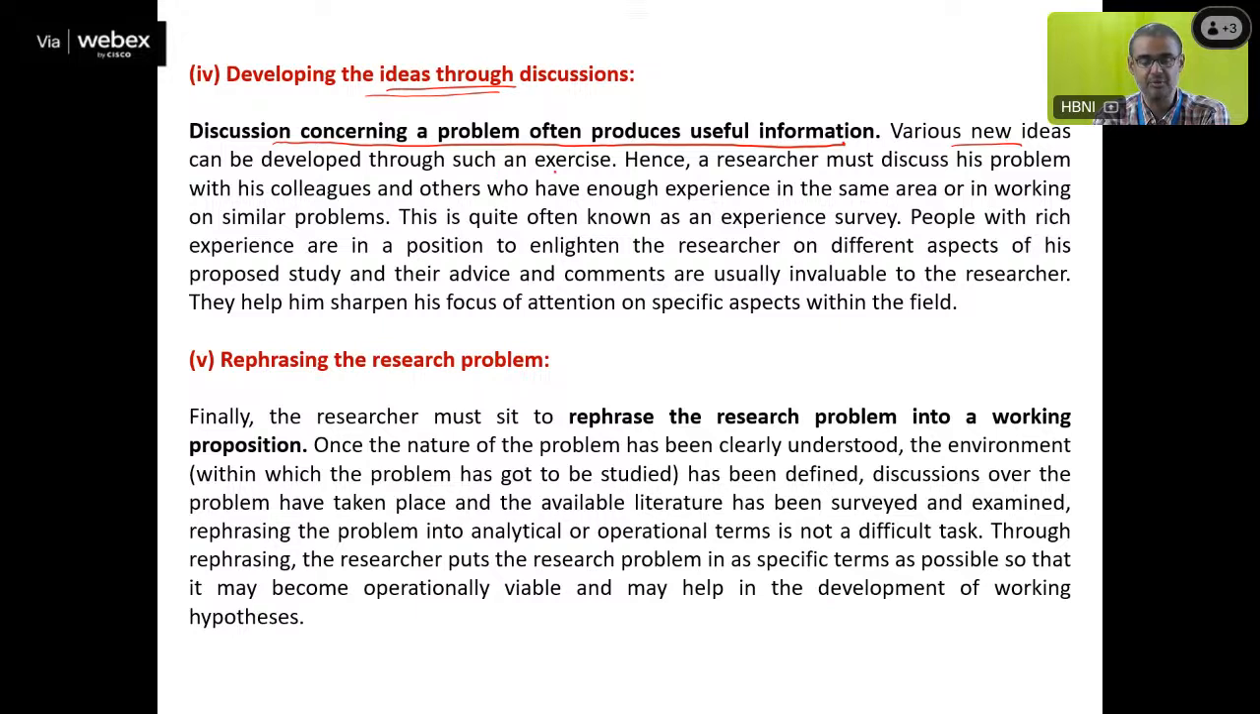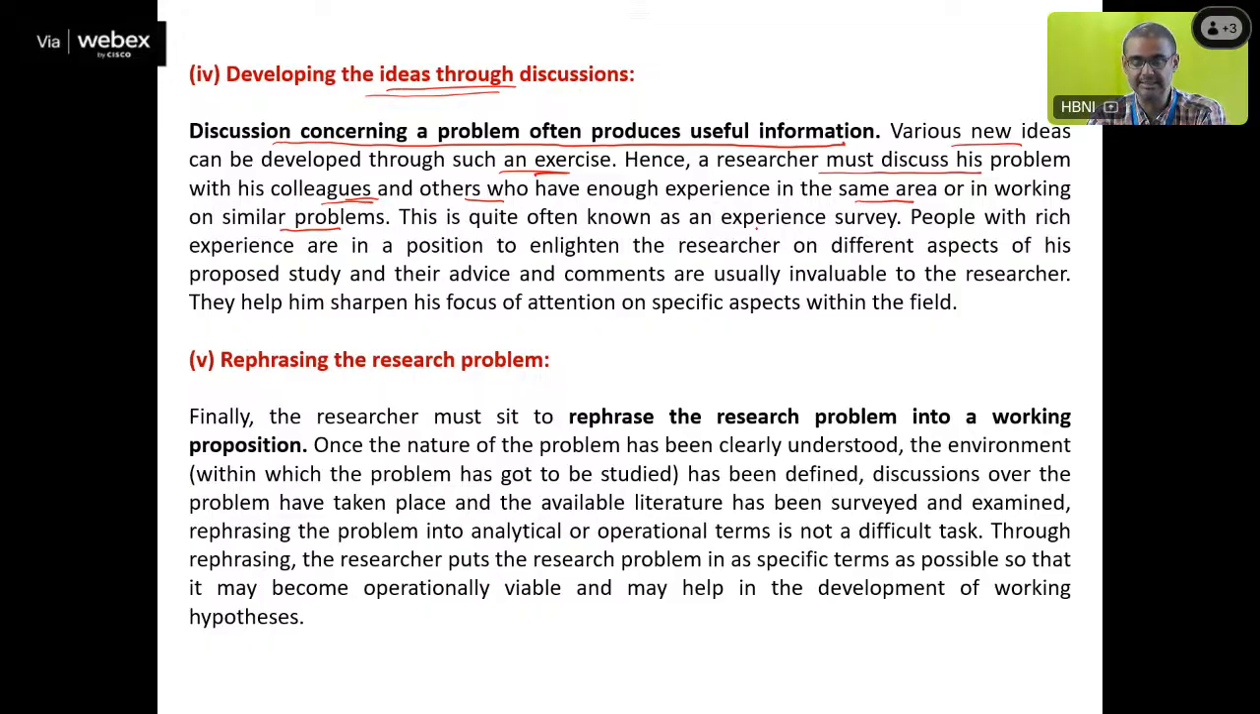Various new ideas can be developed through such an exercise. By discussion, new ideas definitely can come. Hence, a researcher must discuss his problem with his colleagues. It's very important. Others who have enough experience in the same area or are working on similar problems. And I've seen even somebody who is working in other areas, if I present in front of them, being an experienced fellow, can quickly pick up what I'm doing and where my gap area is, so that I can bridge that. So he or she proposes that, and I have found a good solution to this.